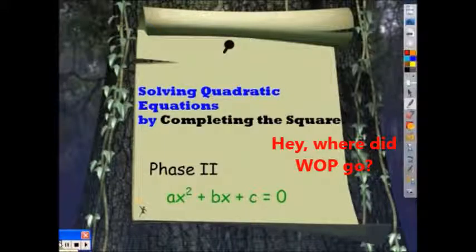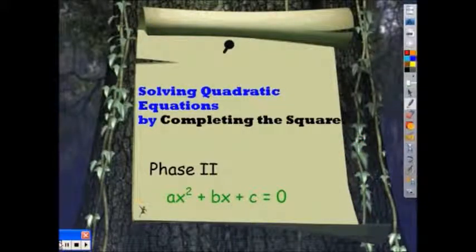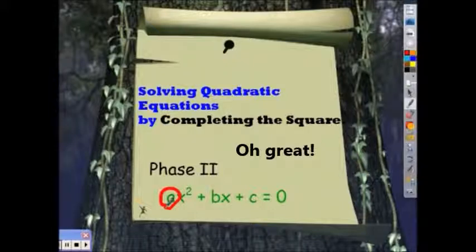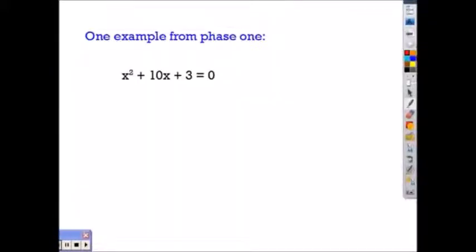Today we're going to look at phase 2 of solving quadratic equations by completing the square. The thing that's different about phase 2 is we're going to have a coefficient in front of the variable squared. This could make it a little bit more difficult, but we'll get through it. But first, let's go ahead and look at one example from phase 1 where there is no coefficient, just as a reminder.